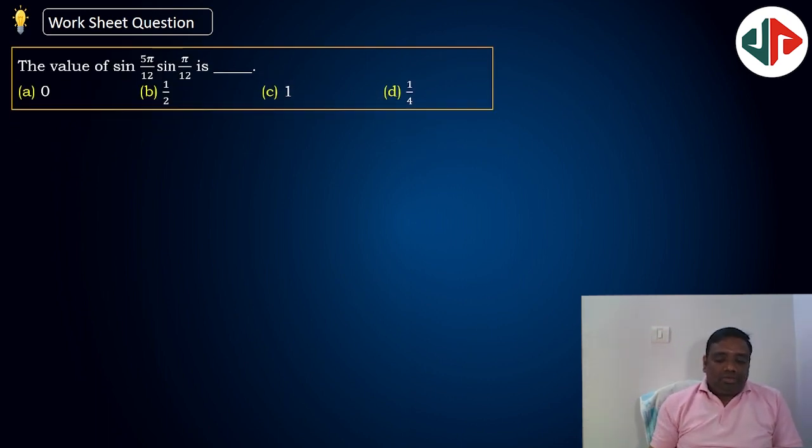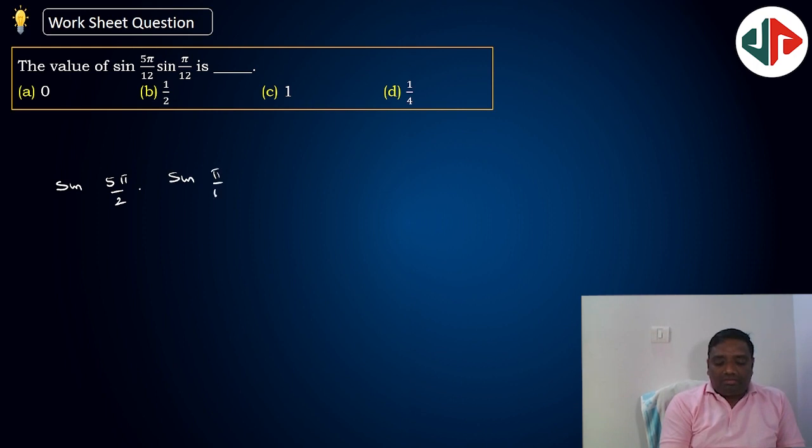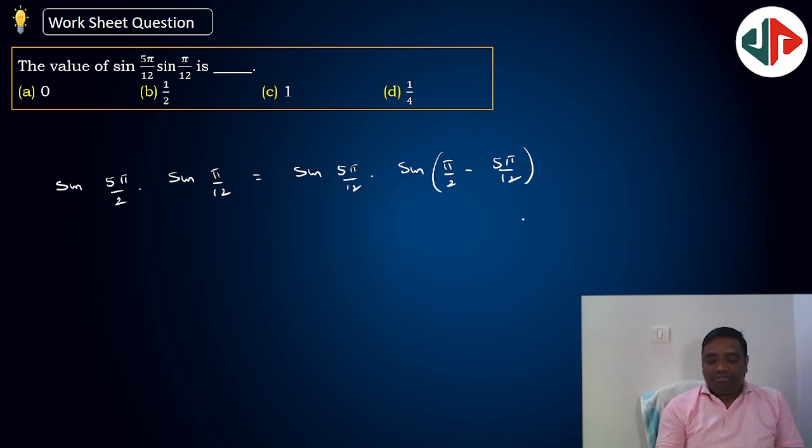This is also a direct sine question. Sine of 5 pi by 12 into sine of pi by 12. Can we rewrite this as sine of 5 pi by 12 into sine of pi by 2 minus 5 pi by 12? If we compute, what is the value here? LCM is 12. So 6 pi minus 5 pi, and what is the value? Pi by 12 only. So pi by 12 value we are rewriting as pi by 2 minus 5 pi by 12.